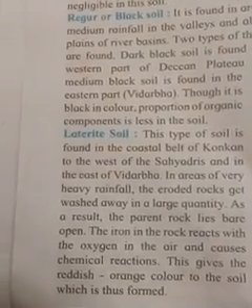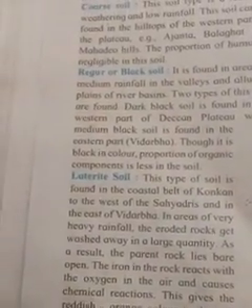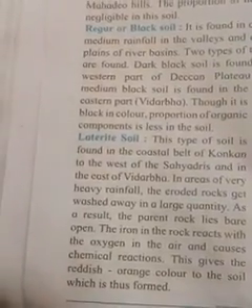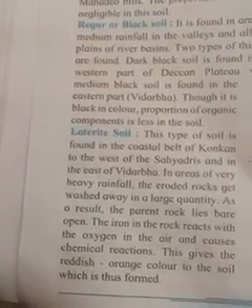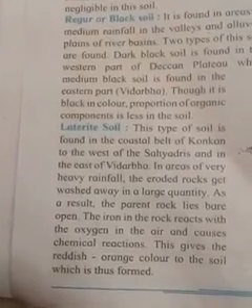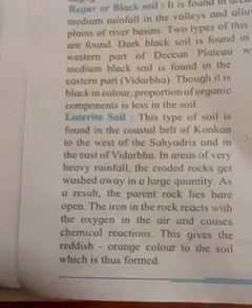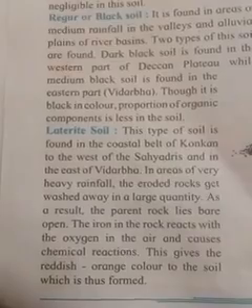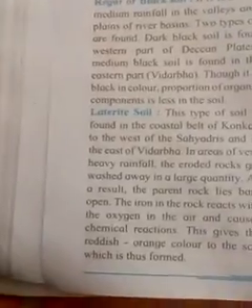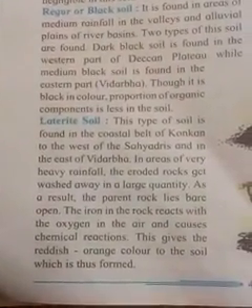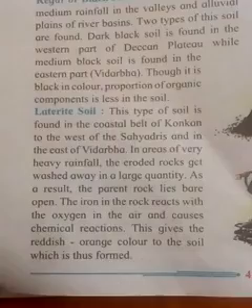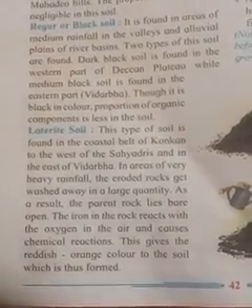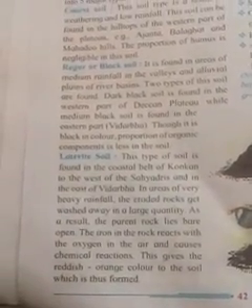That means the third type of soil is the laterite soil. This type of soil is found in the coastal belt of the Konkan, to the west of the Sahyadri, and in the east of Vidarbha. Because of very heavy rainfall, the eroded rocks get washed away in large quantity, and as a result the parent rocks lie bare open. The iron in the rocks reacts with the oxygen, and this gives a reddish-orange color to the soil which is thus formed.